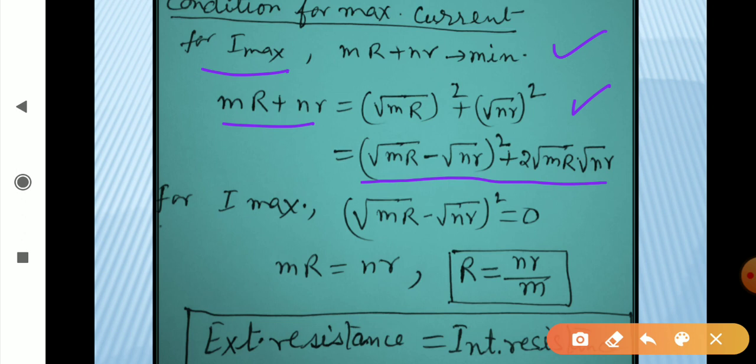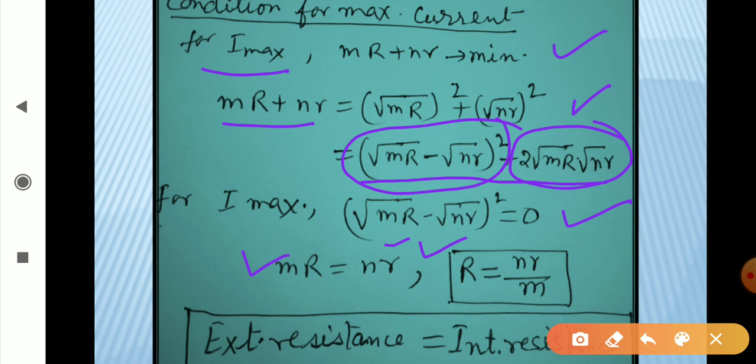Now I want to minimize it. Now see, look at this term, 2 under root mR under root nR. It is a positive term, so this can never be 0. I can take the term in the bracket as 0. So if this term becomes 0, you see mR will be equal to nR, or just changing the sides, R becomes equal to nr upon m. And this R is the external resistance and nr upon m is the total internal resistance.